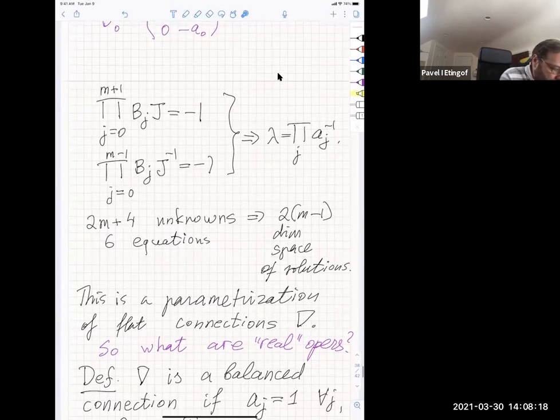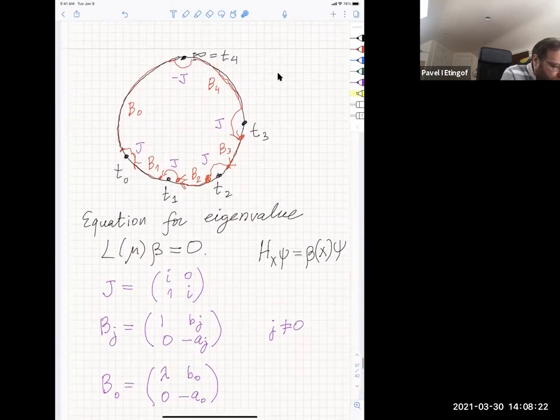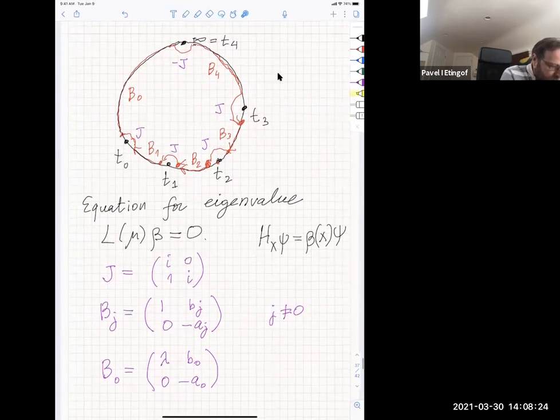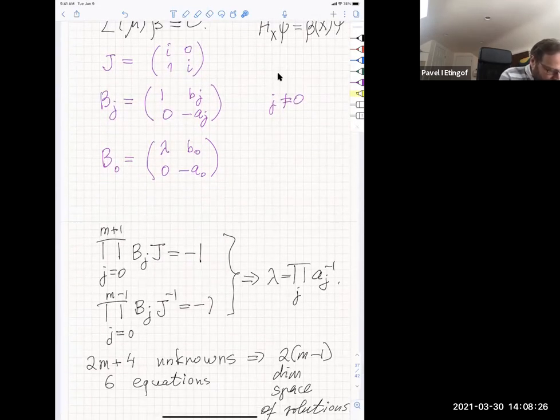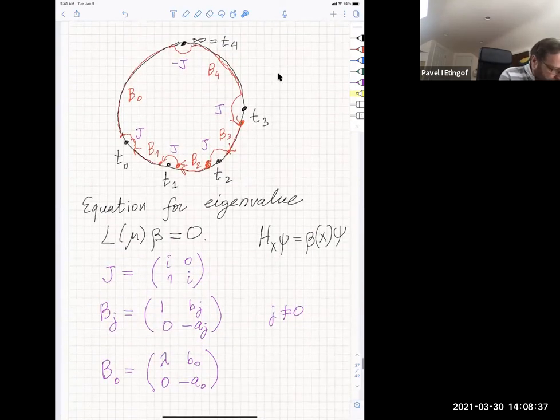And the eigenvalues of those matrices are fixed. So that means each matrix gives you a two-dimensional space. So you will get this kind of space. Sorry. Yeah. So let's do it again.